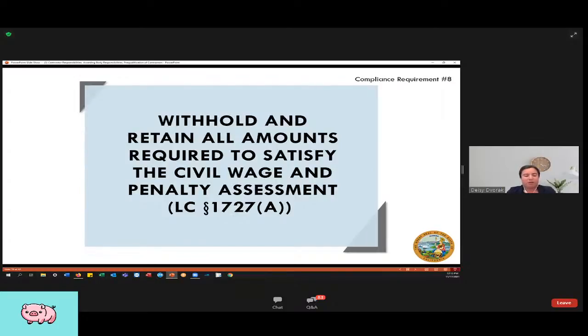In the event we issue what's called a civil wage and penalty assessment against the contractor on one of your public works projects, you're required to withhold and retain all amounts necessary to satisfy the assessment. Our office will serve you, the awarding agency, a copy of this document, and you can contact the assigned deputy if you have any questions regarding the assessment and the money being retained. Next, please.